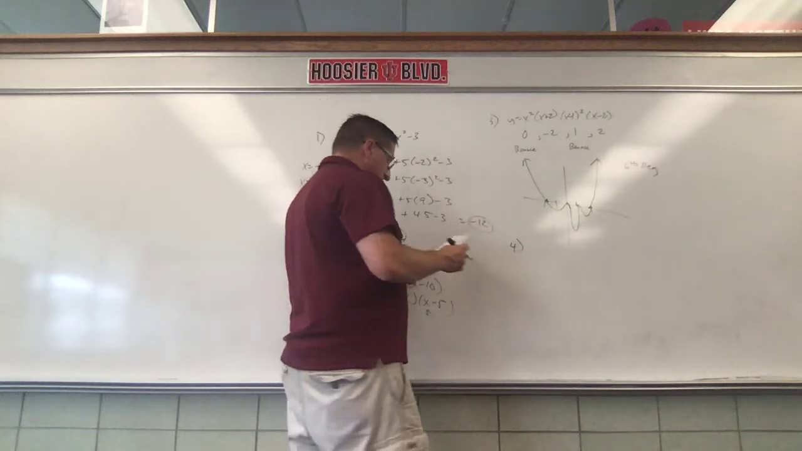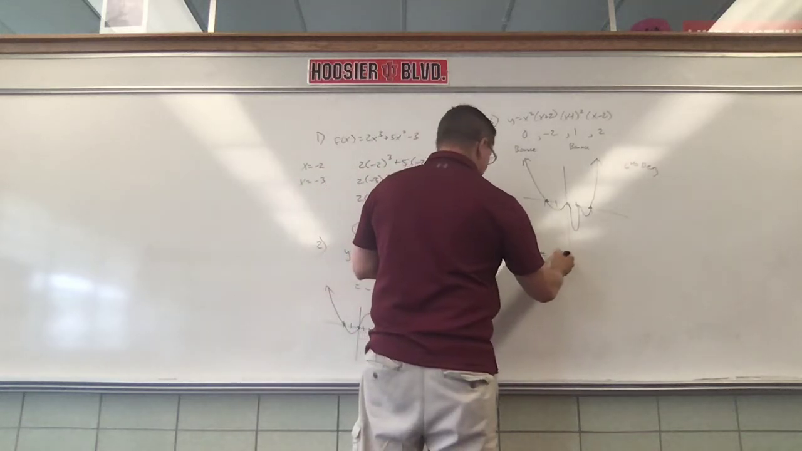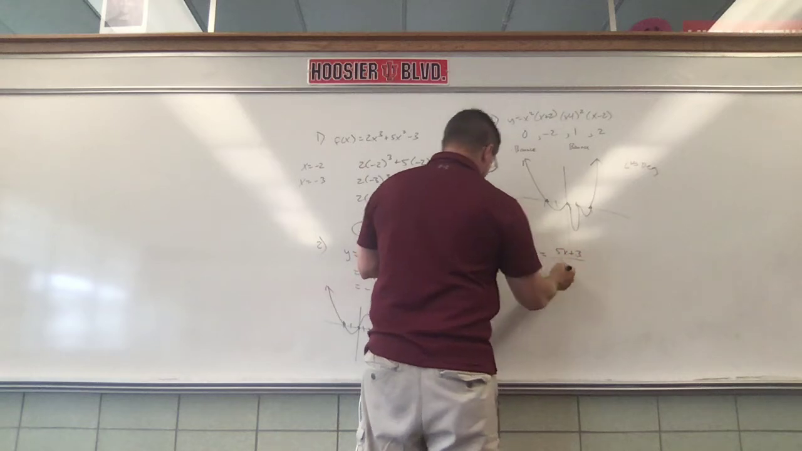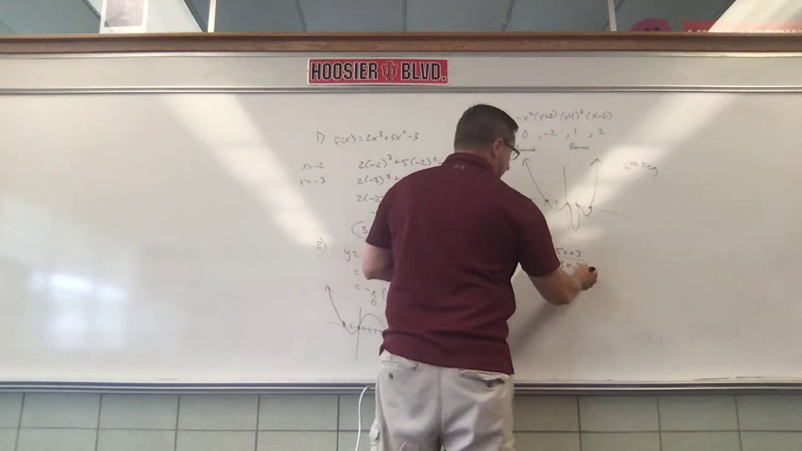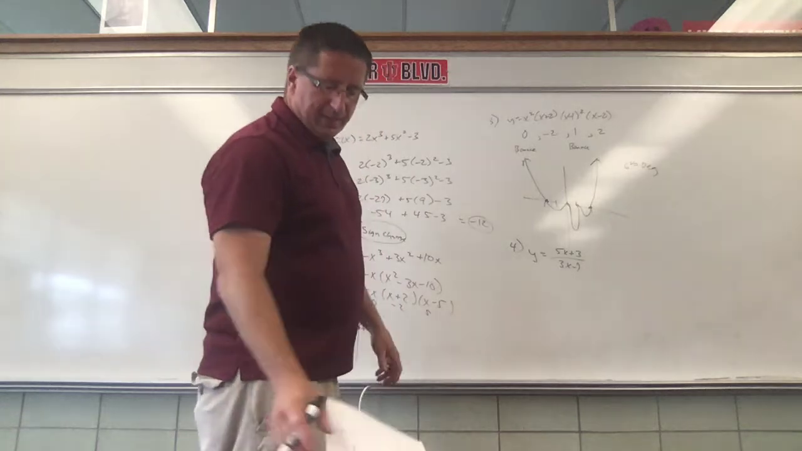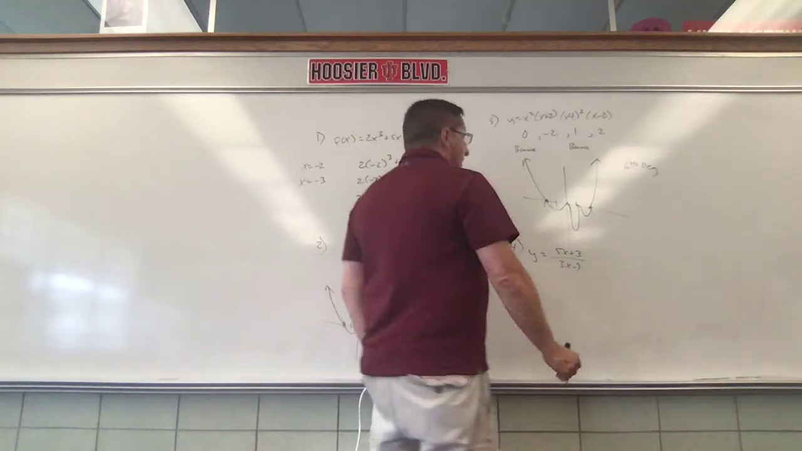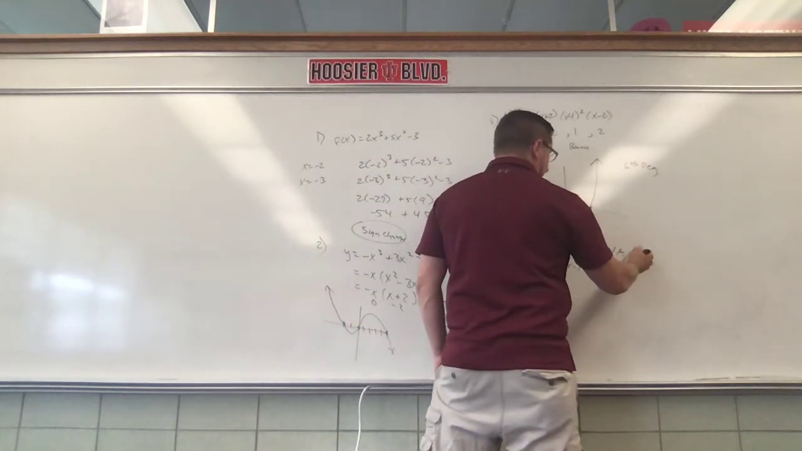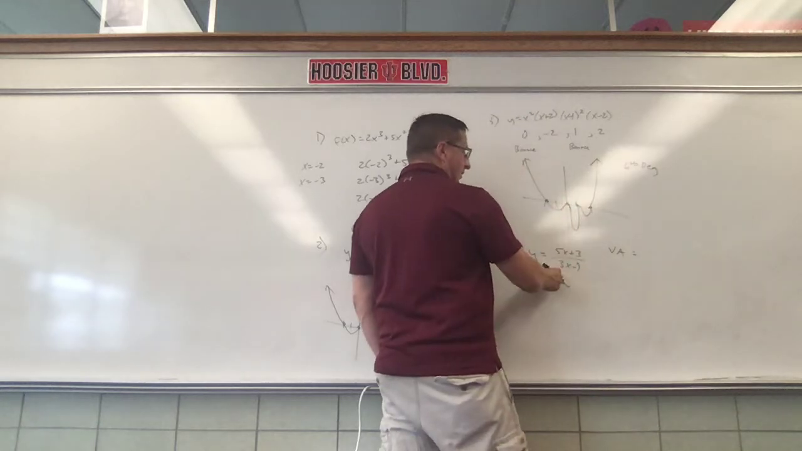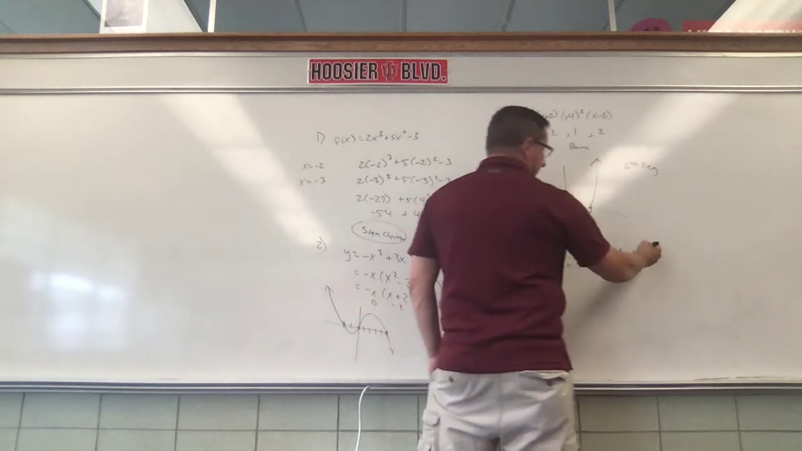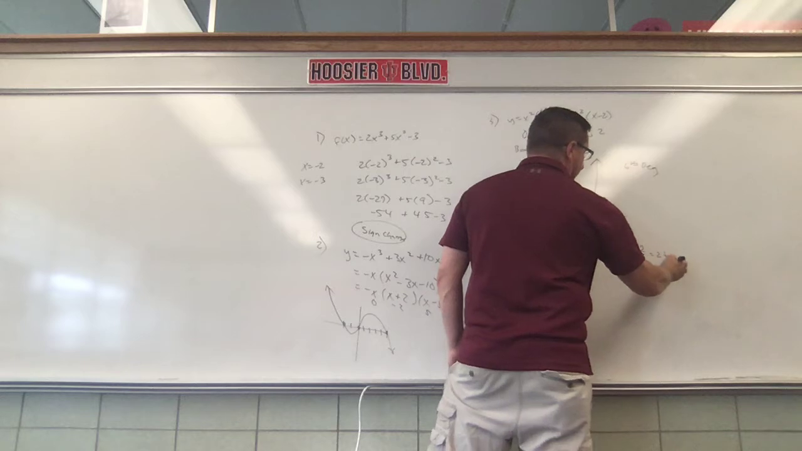Okay, sketching some of these graphs. Y equals 5x plus 3 over 3x minus 7. These ones you're going to have to study a little bit, okay? I know this is a tough section. So, my vertical asymptotes: there's only one. What makes the bottom 0? 7 over 3, which is the same as 2 1/3.